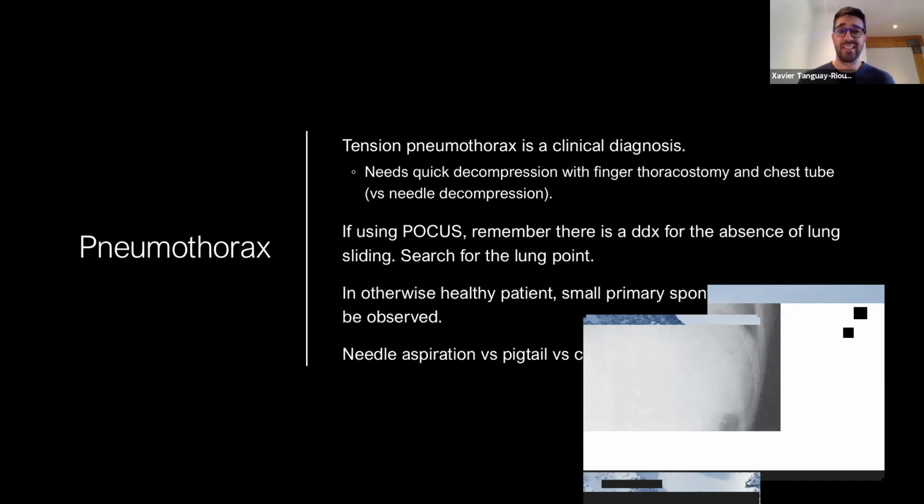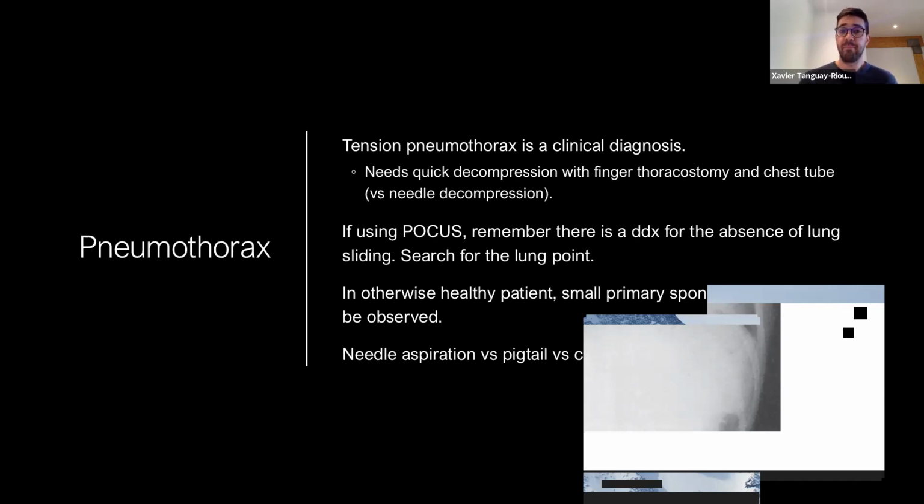For pneumothorax in general, remember that there is a differential diagnosis for the absence of lung sliding. For example, if you had a patient that had a previous surgery, there can be some adhesion of the lung to the pleura that would prevent lung sliding. So it is not because there is no lung sliding that you necessarily have a pneumothorax. You have to be looking for the lung point.